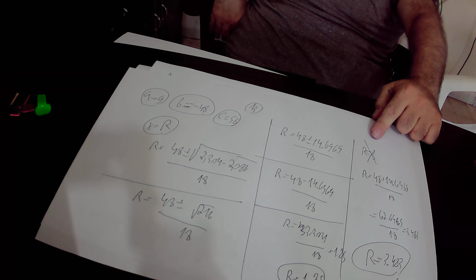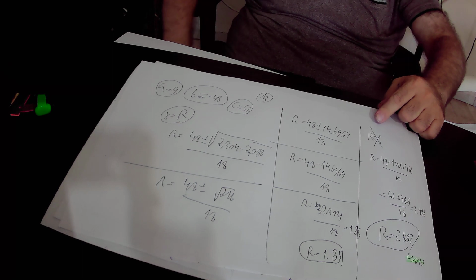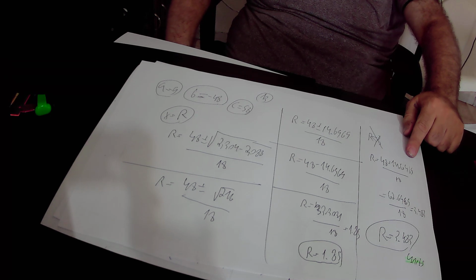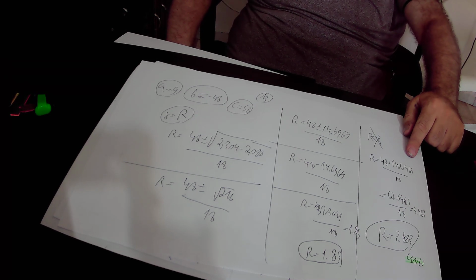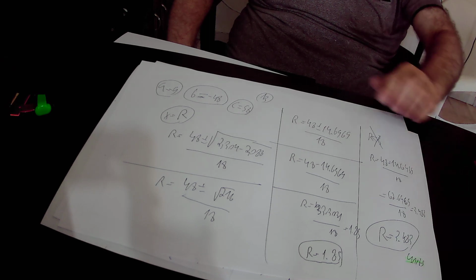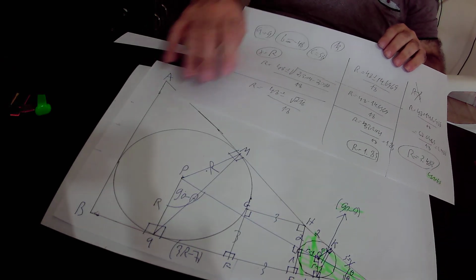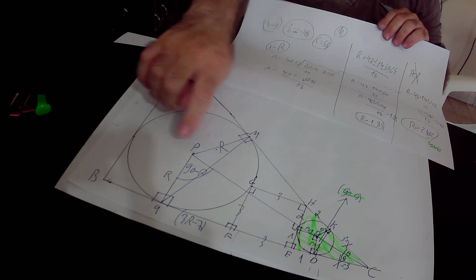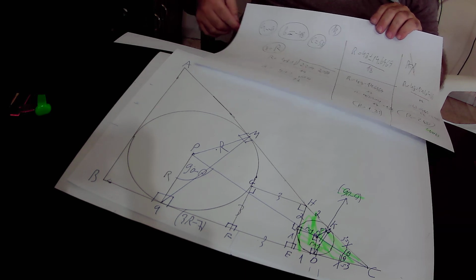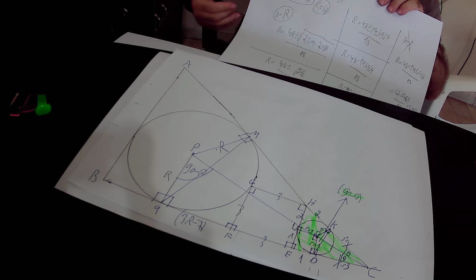We cancel this solution, and we are left only with the second solution, that r equals 48 plus 14.6969, over 18. 48 plus 14.6969 is 62.6969, and if we divide it by 18, we get that r equals 3.483 units. So we found that the radius of this big circle is equal to 3.483 units, and that is greater than 3 units.